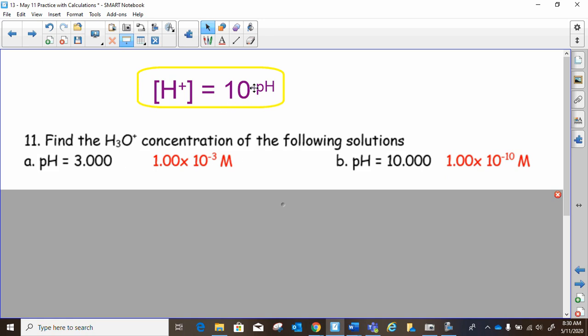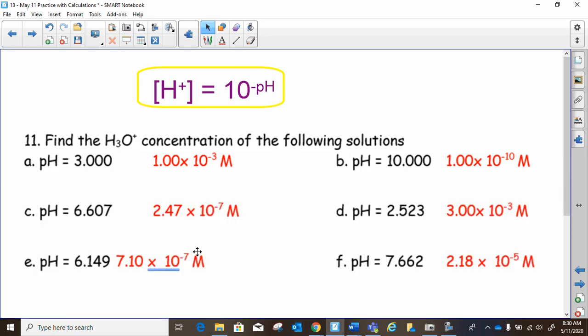So I put 10 to the negative 3, and this is my hydrogen ion concentration, or hydronium ion concentration, same thing. And again, I stress 3 decimal places in pH, and so I have 3 significant figures for hydrogen ion concentration. Okay, and same thing for this, 3 decimal places, 3 sig figs.